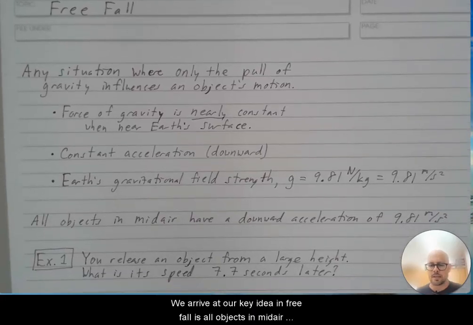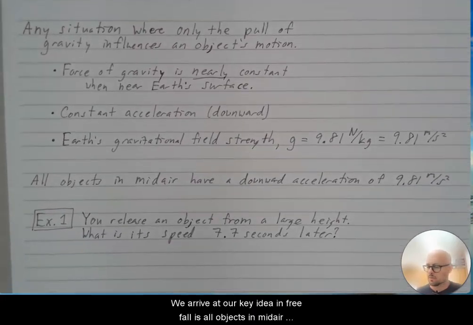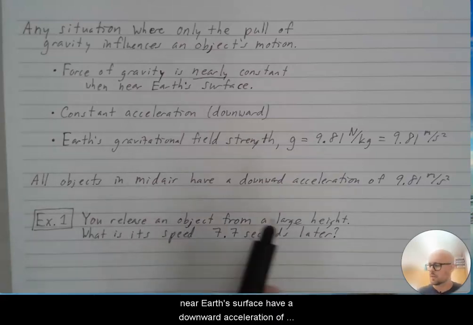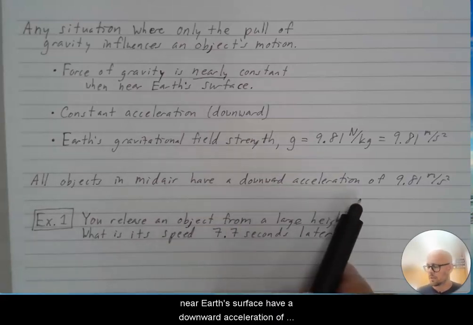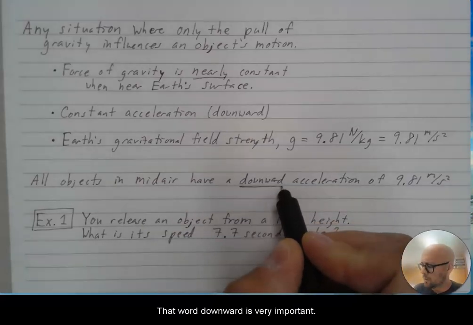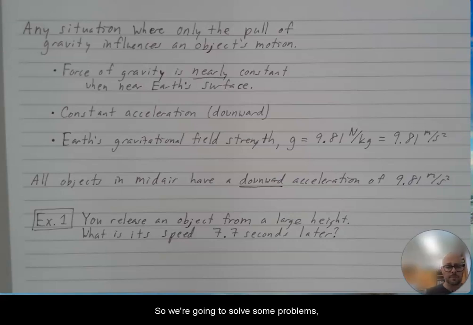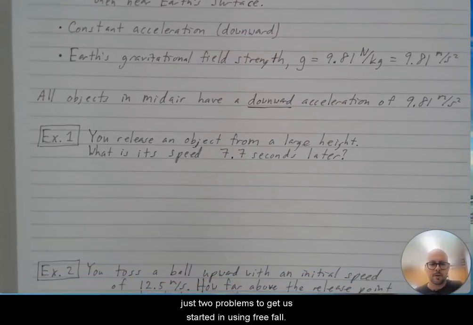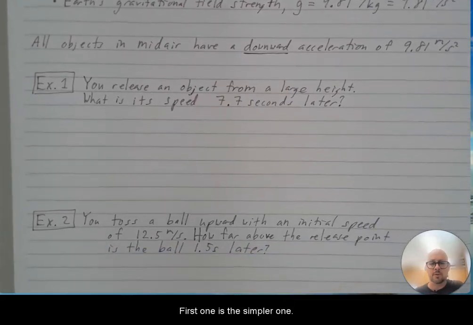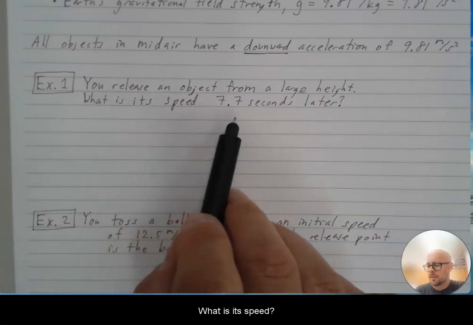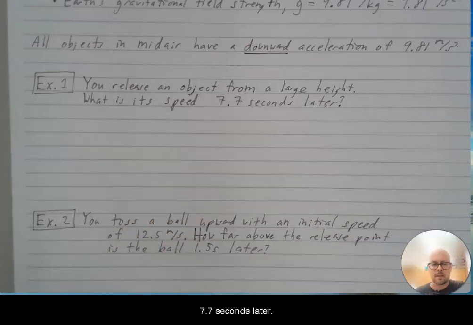We arrive at our key idea in freefall: all objects in midair near Earth's surface have a downward acceleration of 9.81 meters per second squared. That word downward is very important. So we're going to solve some problems, just two problems to get us started in using freefall. The first one is the simpler one. You release an object from a large height. What is its speed 7.7 seconds later?